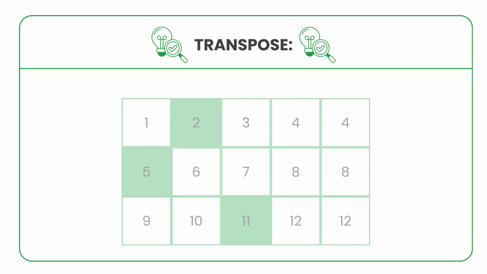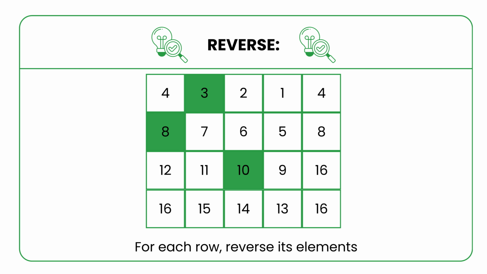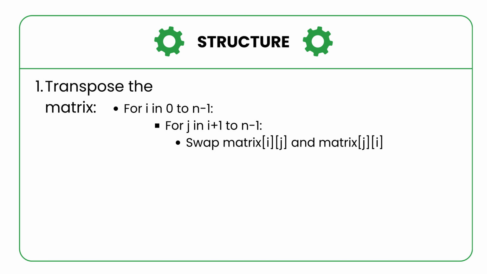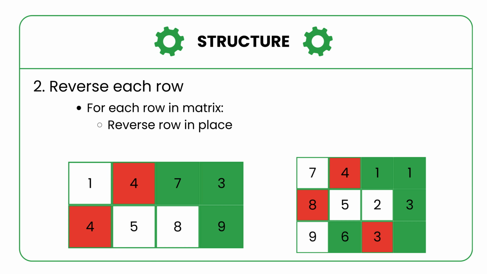Transpose: for each cell i, j, with i less than j, swap matrix[i][j] and matrix[j][i]. Reverse: for each row, reverse its elements. Transpose the matrix: for i in 0 to n-1, for j in i+1 to n-1, swap matrix[i][j] and matrix[j][i]. Reverse each row: for each row in matrix, reverse row in place.